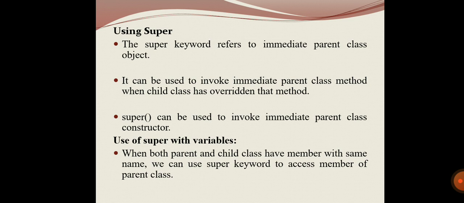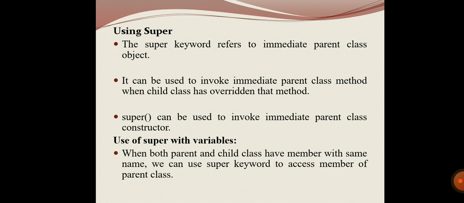It can also be used to refer to the immediate parent class variable when both the parent and child class have a member with the same name. It can be used to invoke the immediate parent class constructor. And moreover, it can be used to call the parent class method when the child class method has overridden that method. For this only, we are using the super keyword.